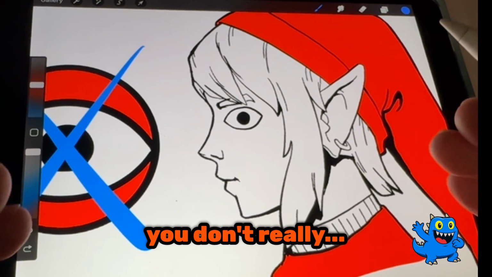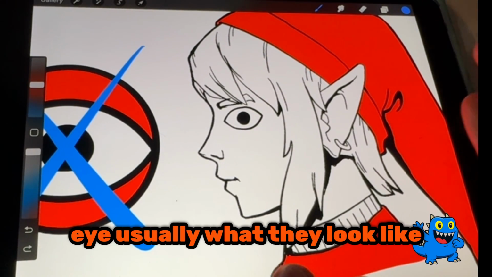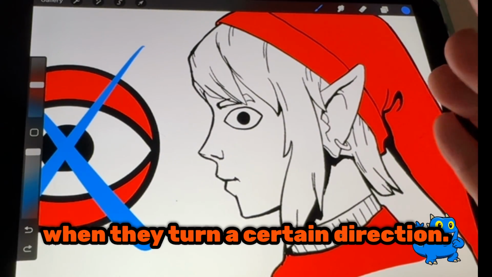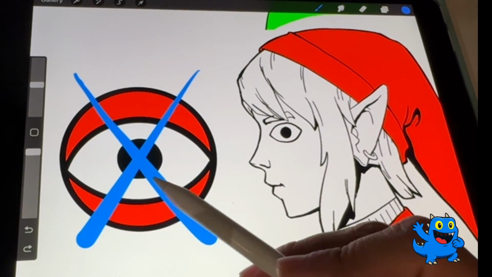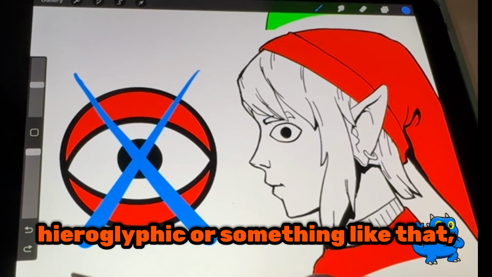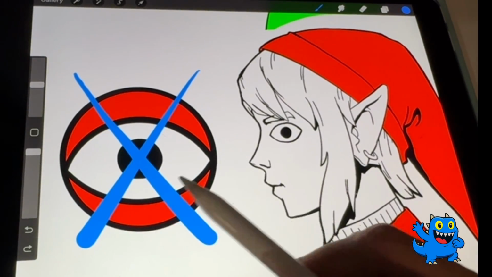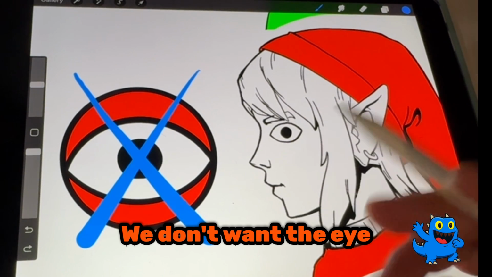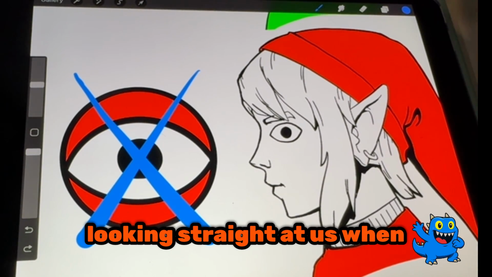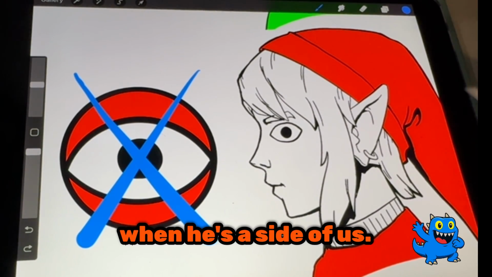So you don't really have it in your mind's eye usually what they look like when they turn a certain direction. So we're going to represent that right here with an eye, right? Kind of like a hieroglyphic or something like that, Egyptian stuff. We're going to represent that and cross that out. We don't want the eye looking straight at us when he's facing profile, when he's aside of us.